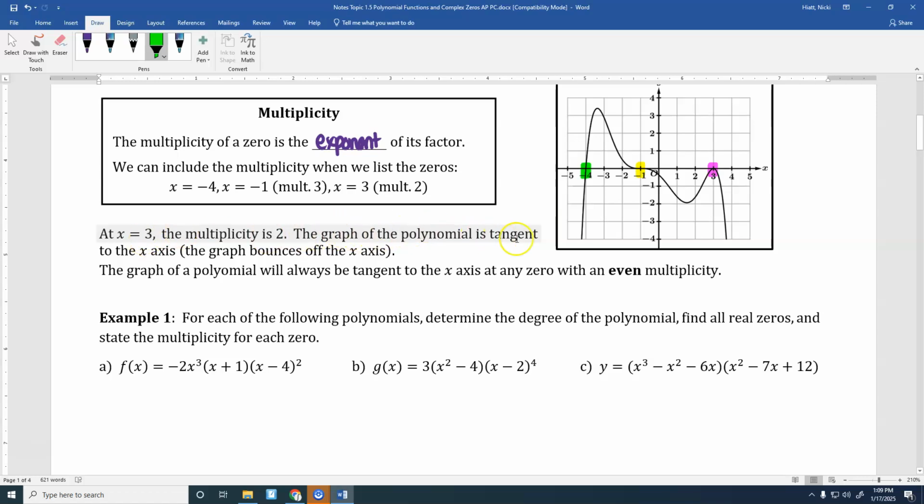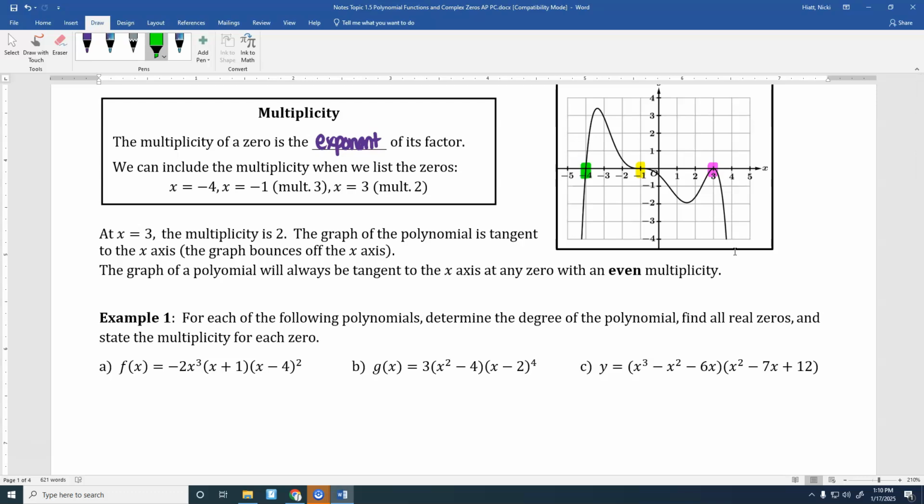The graph of the polynomial is tangent to the x-axis. And it says here the graph bounces off the x-axis. I know I use that a lot in Math 3, and I think Miss Martin does as well. That graph just goes up, barely touches the x-axis, and goes back down. Right? We called it a bounce quite a bit. Of course, bounce is not an official mathematical word.